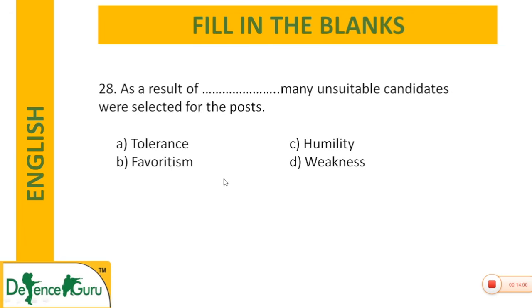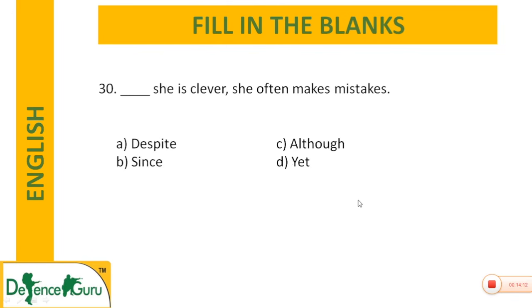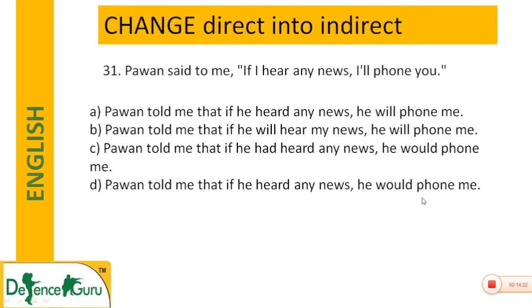That is favoritism. Now I am on question number 29. Dash your instruction. We have closed your bank account in accordance with your instruction. So here option C is correct, in accordance with. Dash, she is clever, she often makes mistakes. Despite, since, although, yet. Although will be the right one. Although she is clever, she often makes mistakes.